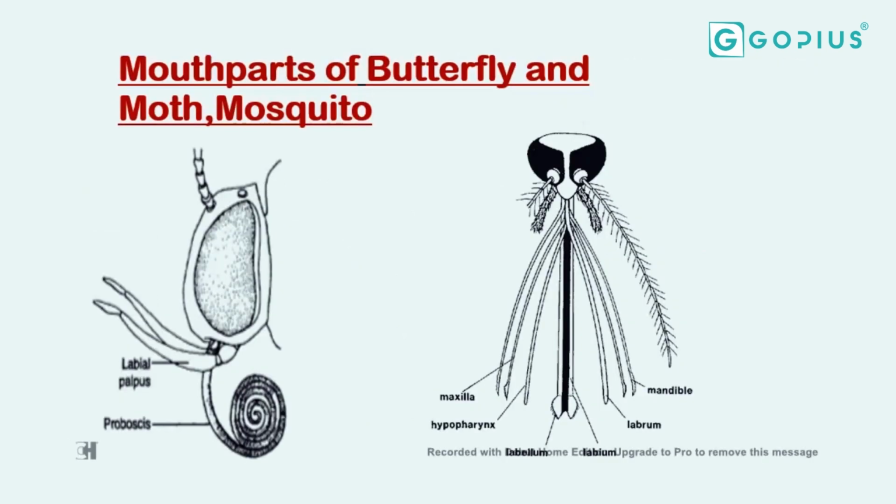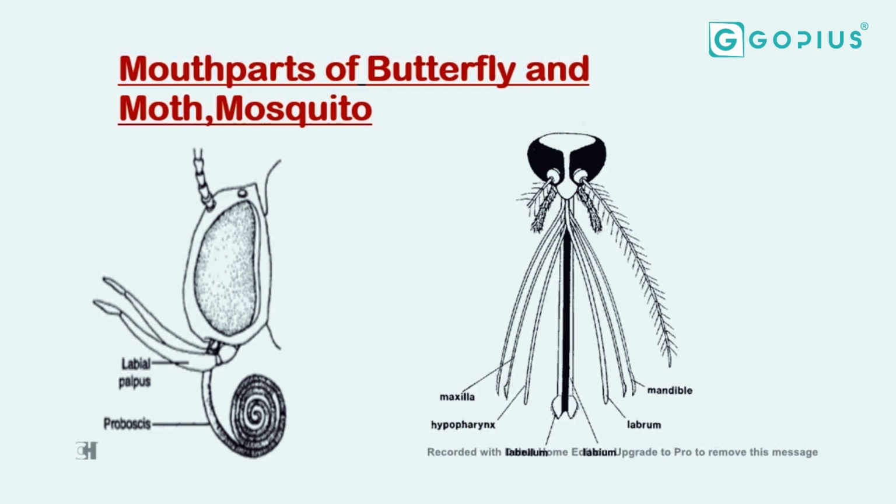Now the next one we're going to look at is the mouthparts of the butterfly, moth, and mosquito. The butterfly and moth have similar mouthparts which they use for feeding. Now this is what happens. The butterfly has a long mouthpart which is known as the proboscis, which is this structure that you see here. This is a proboscis.